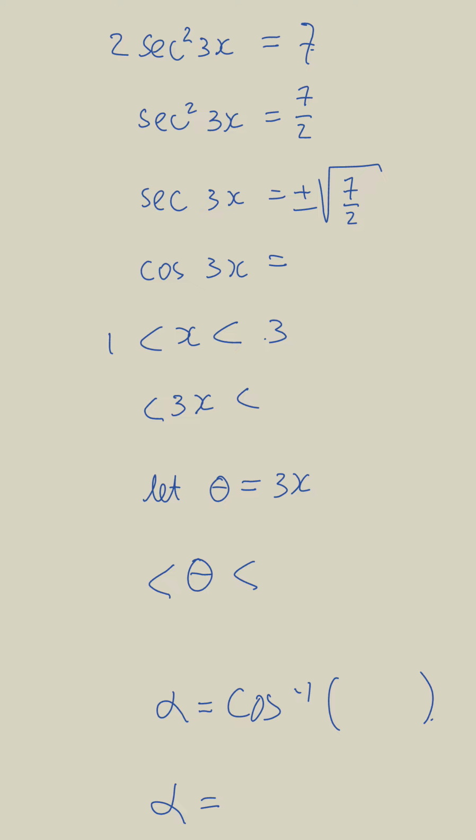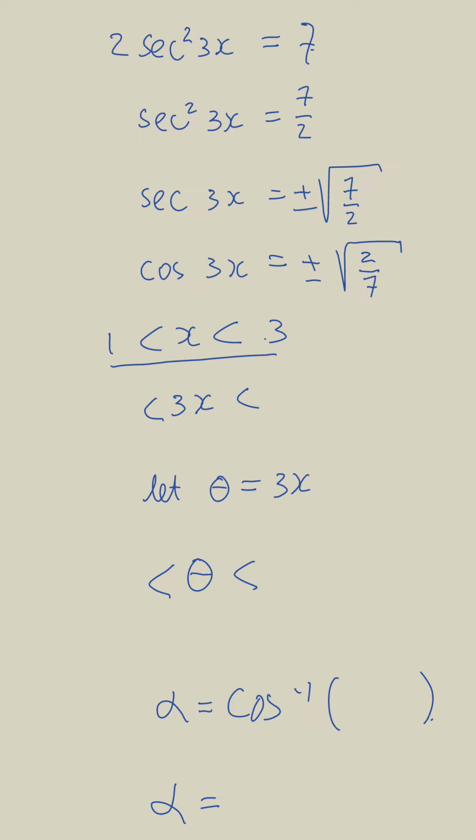And in your calculator, you don't have a function of inverse secant. Instead, you have cosine, and we know that cosine is 1 over secant. So we can easily calculate cosine 3x. We just split them up because it's 1 over square root 7 over 2, and don't forget plus minus sign.